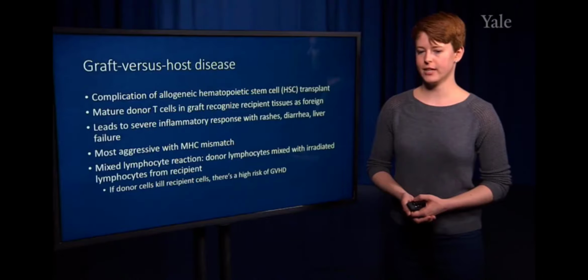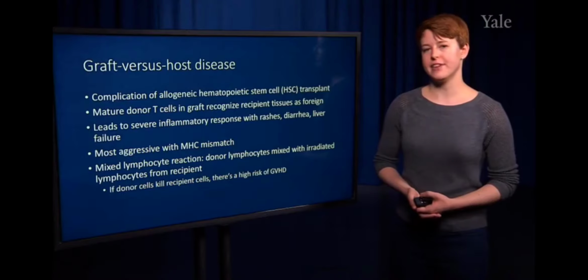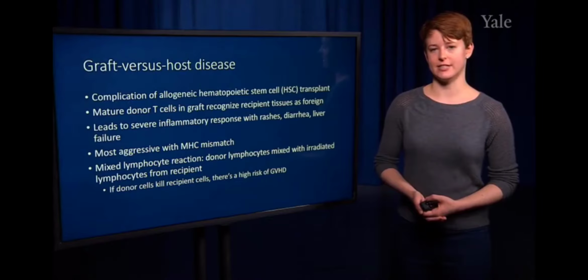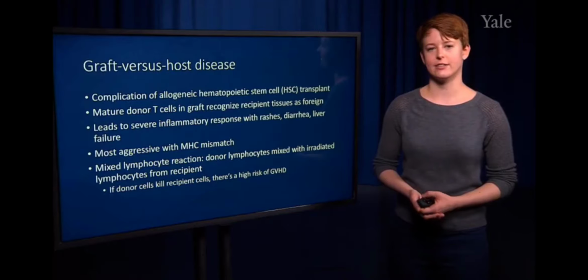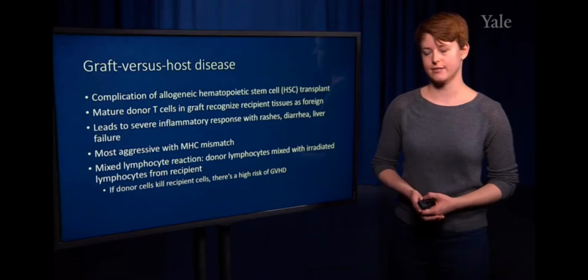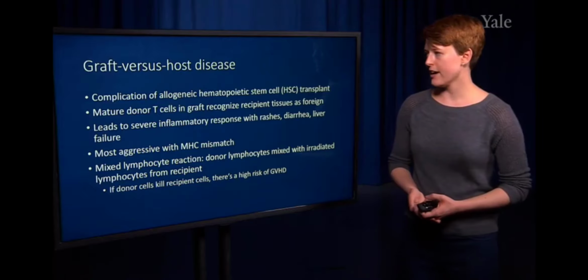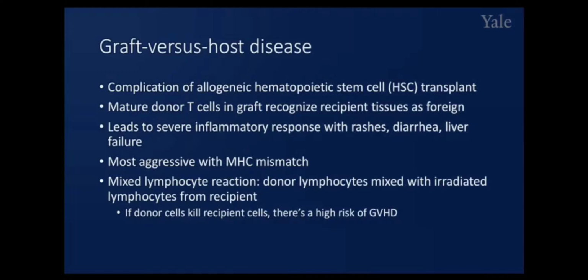So another very important problem that's often seen with transplants is known as graft versus host disease. And graft versus host disease, or GvHD, is seen typically in allogeneic hematopoietic stem cell transplants, or a bone marrow transplant. And in the bone marrow, there are mature T cells often present.